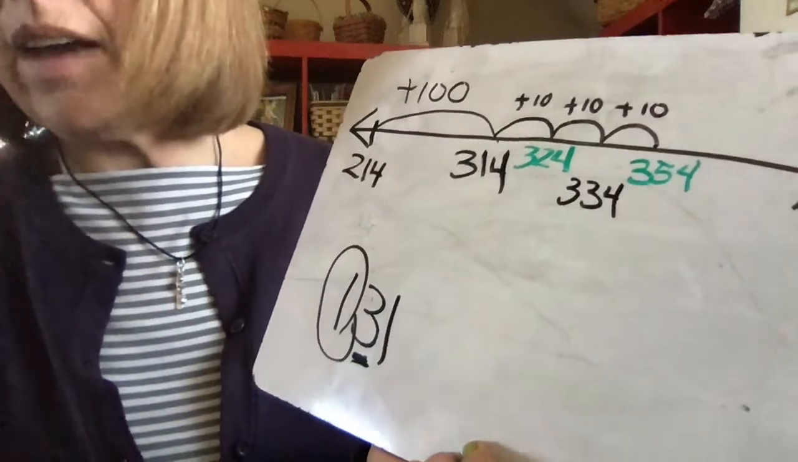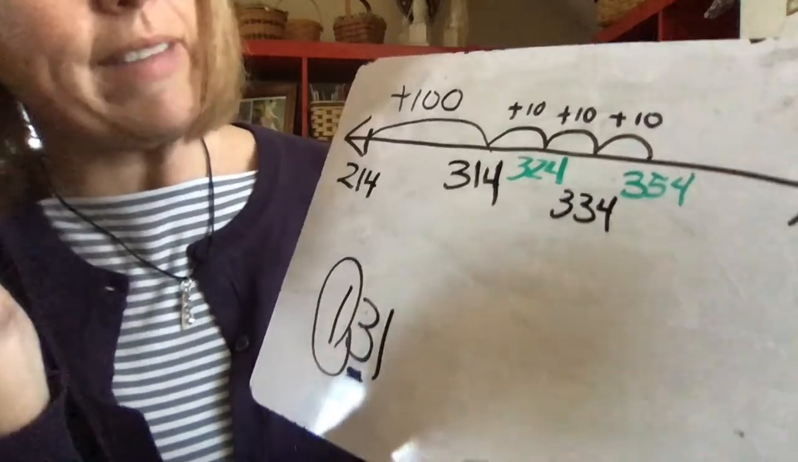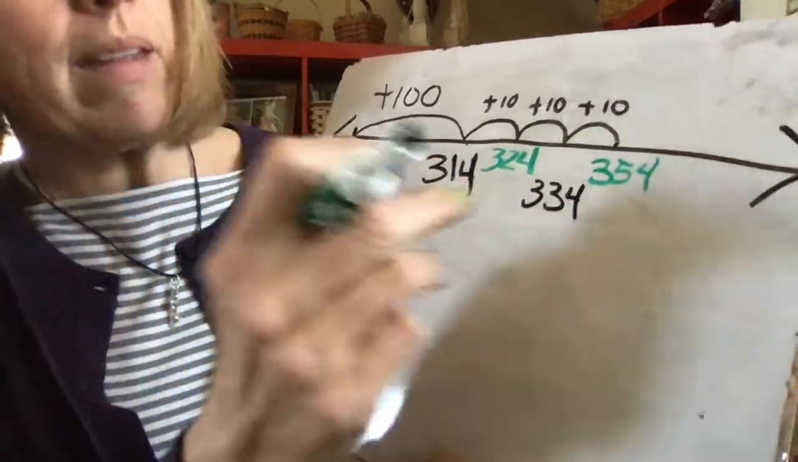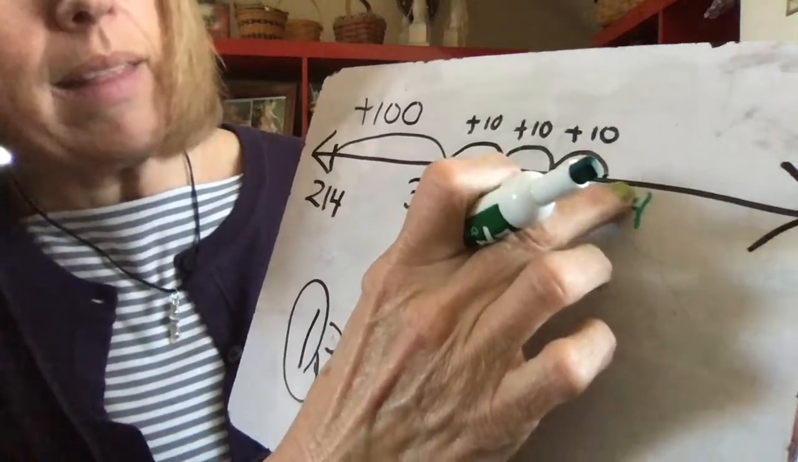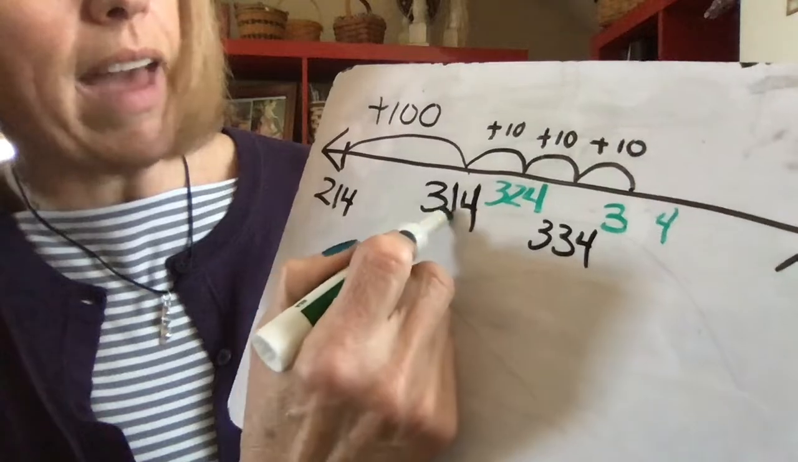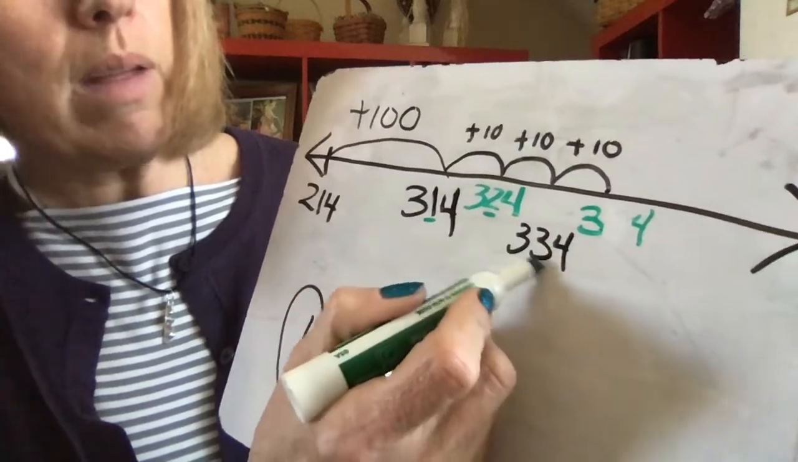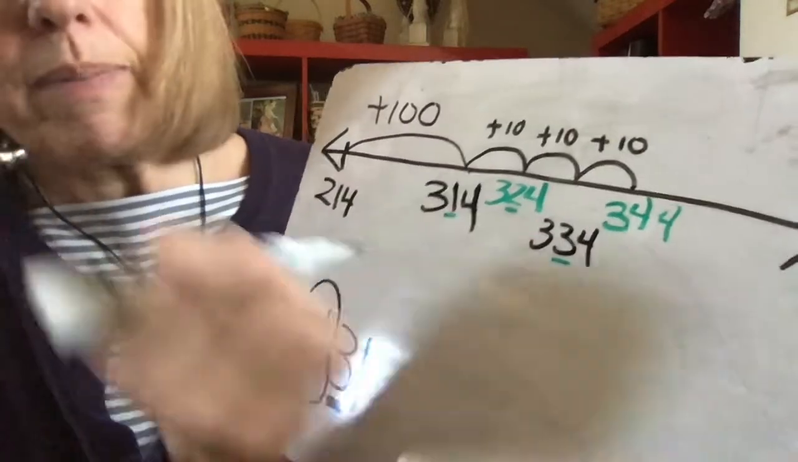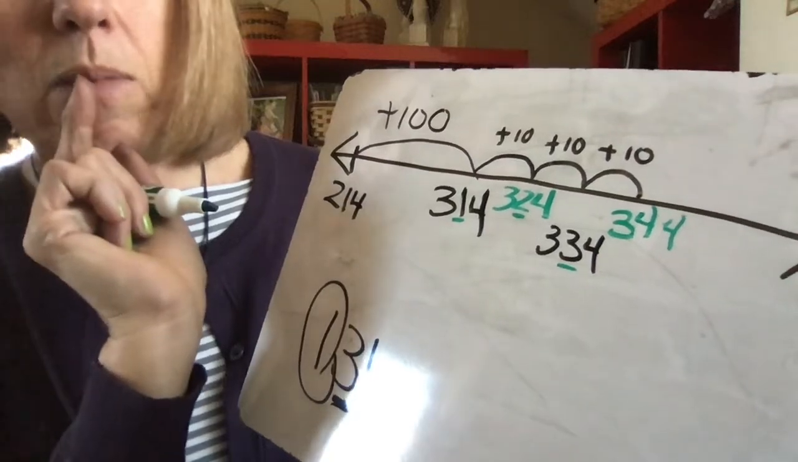And then I have to add 1. How many 1s do I have to add? Oh my goodness, Miss Dana, you made a mistake. That's why good mathematicians go back and check. Watch what I noticed. I've got a pattern here. 1, 2, 3. This should be a 4 if I'm counting by 10s, right?